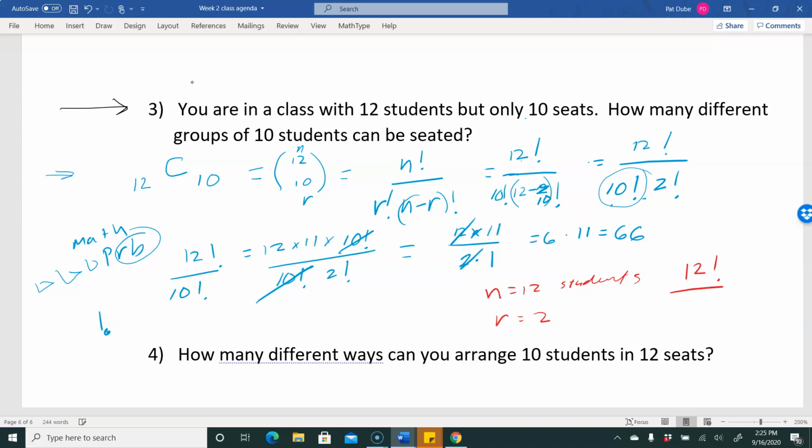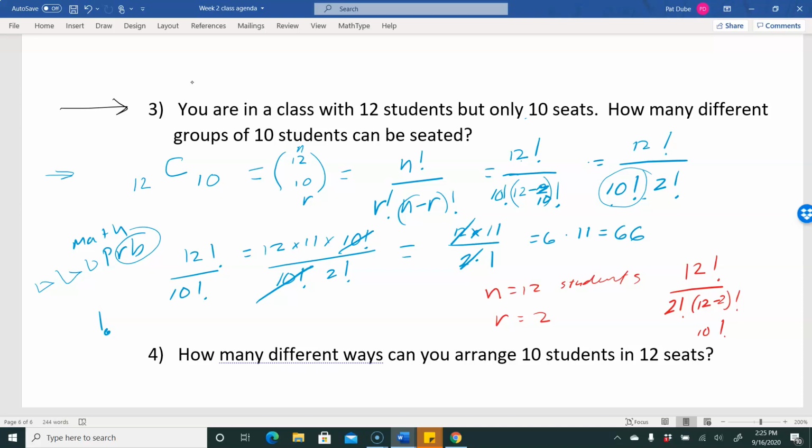12 factorial over r factorial times n minus r factorial. So that's 2 factorial, and this time it'll be 12 minus 2 factorial, which is just the 10 I had before, and you get exactly the same answer. You get 66. So you can either count how many you're taking or how many you're leaving out, either way. You get the same number of groups.